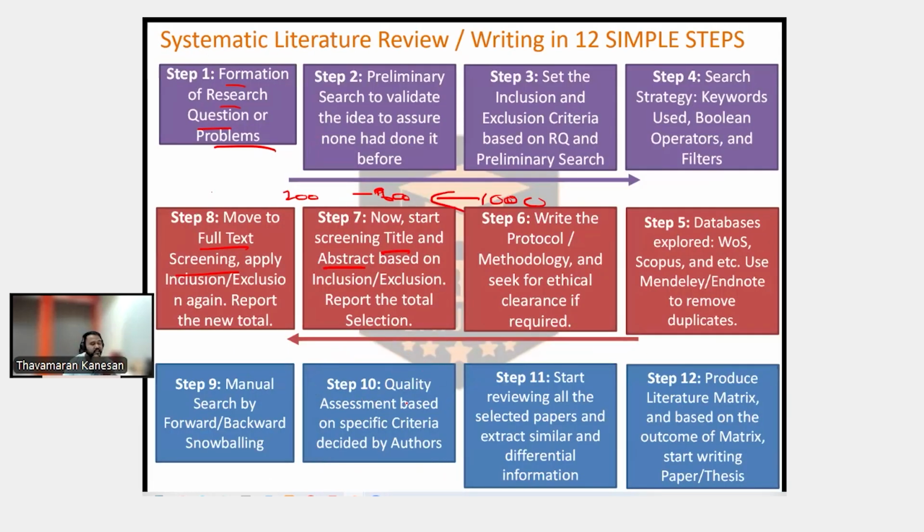Quality assessment is based on specific criteria decided by authors. So for this one, you need to look at prior literature before you decide the quality assessment factors. And once all that is done, a final paper will come in and start reviewing the final set of papers, and produce a literature matrix.